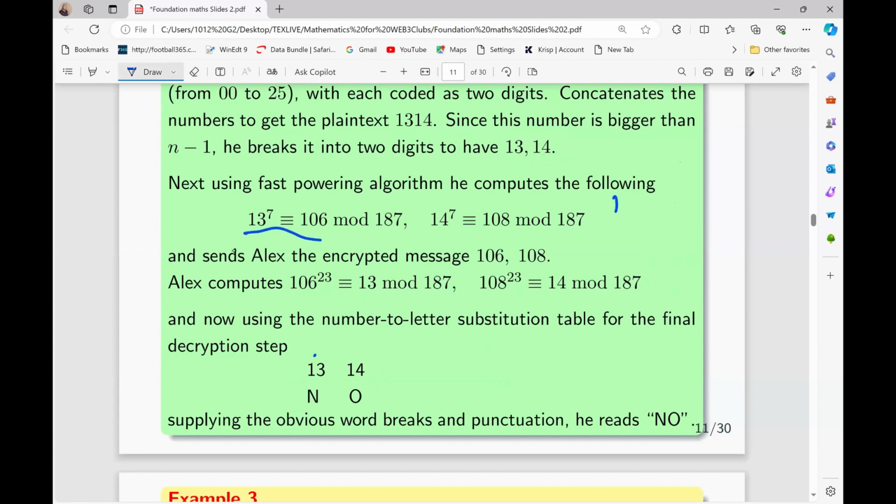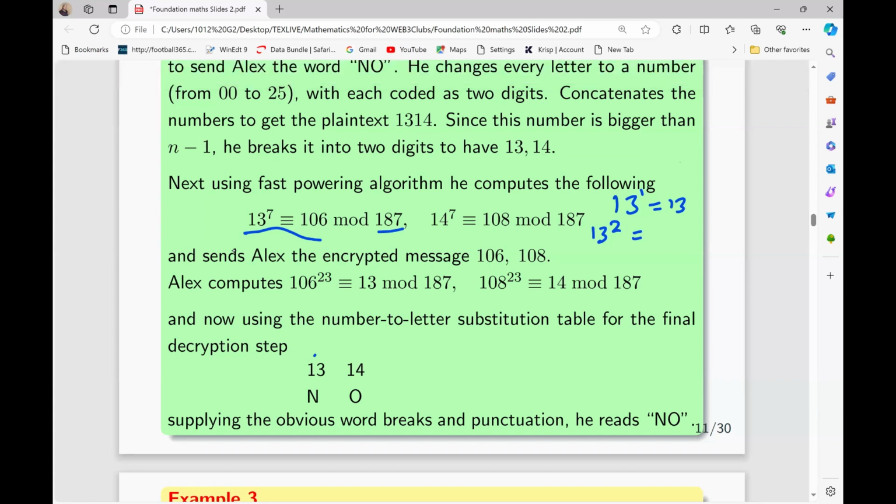What we said, it will be 13 raised to 1. We are doing it mod 187. That will be 13. Then 13 raised to 2 will be 169. 169 is smaller than 187, so we just write it. 169.